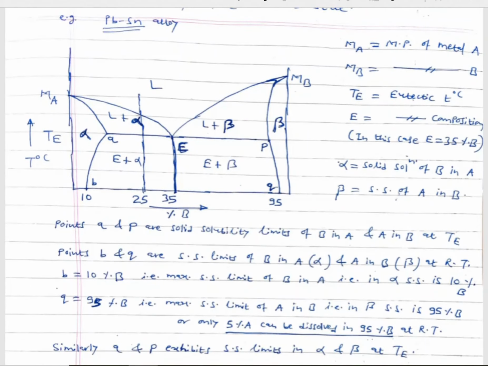Again here, if the alloy is having less than 35% B, that is less than eutectic composition, it is called a hypoeutectic alloy. Alloys having more than 35% B are called hypereutectic alloys, and alloys having exactly 35% B are called eutectic alloys.